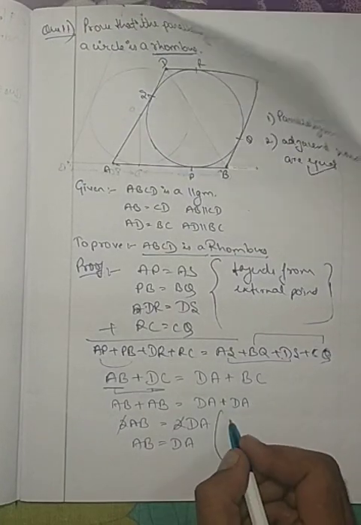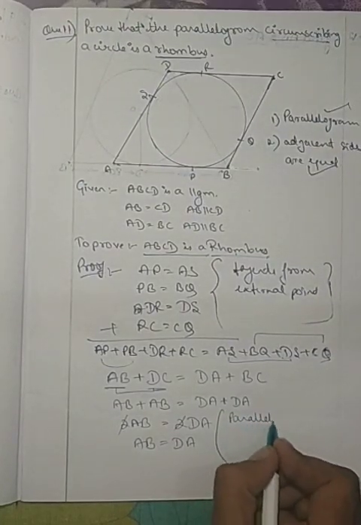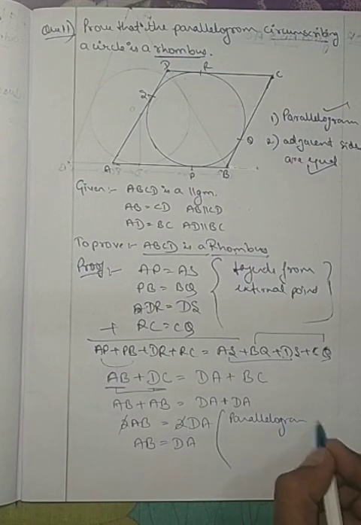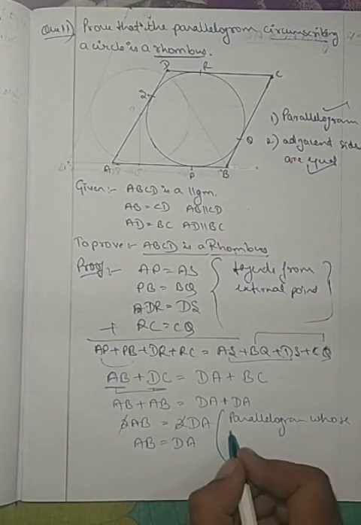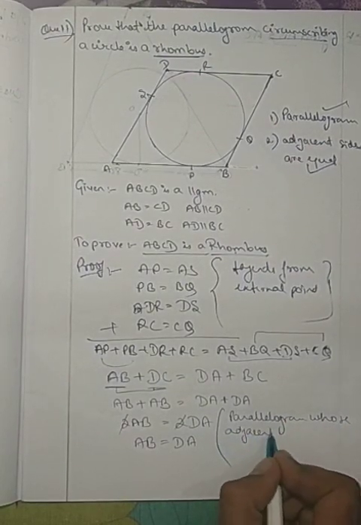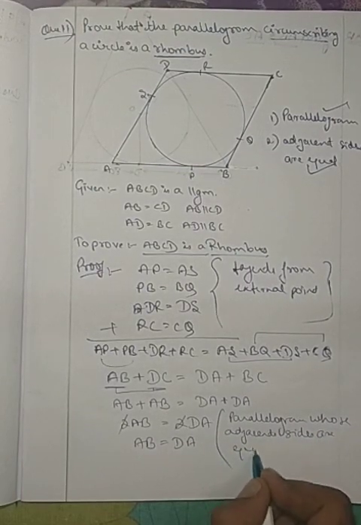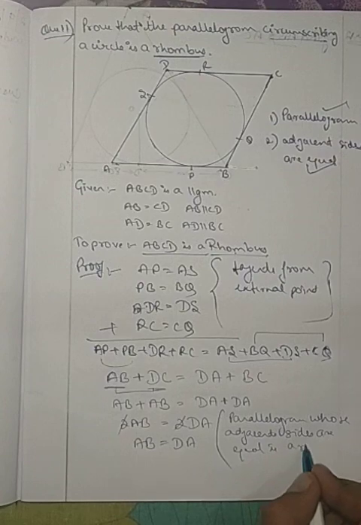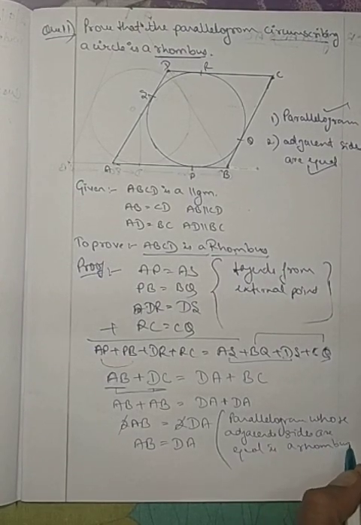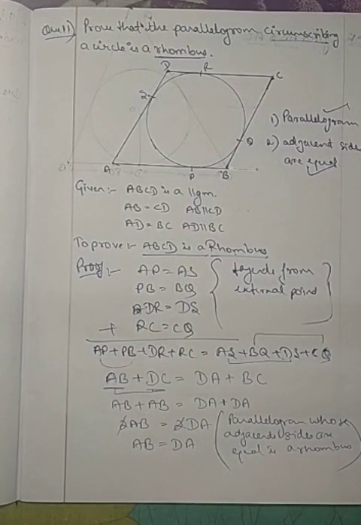Here we have to write: a parallelogram whose adjacent sides are equal is a rhombus. So this was your question number 11.